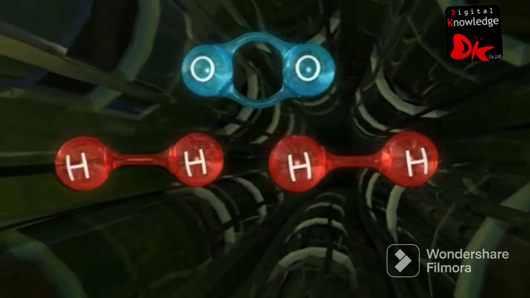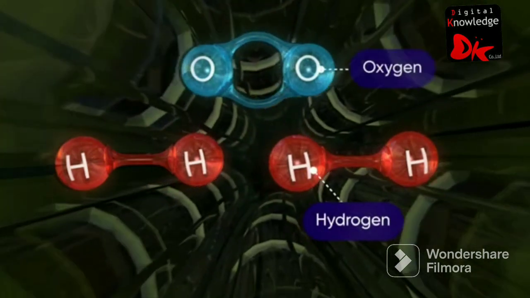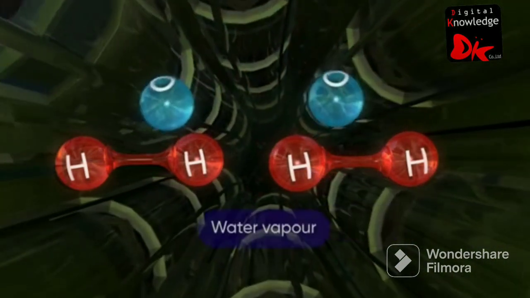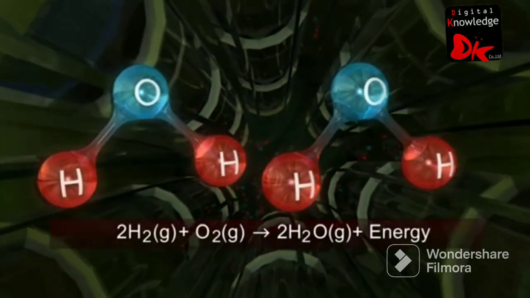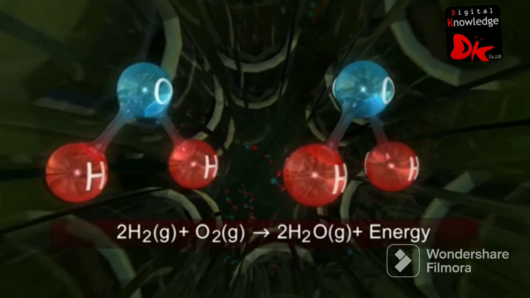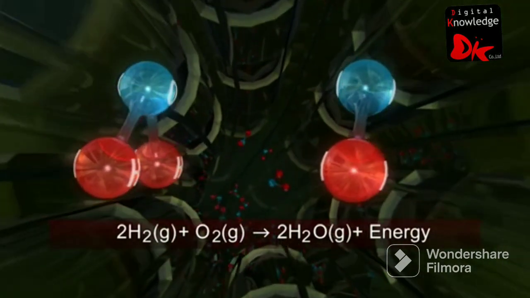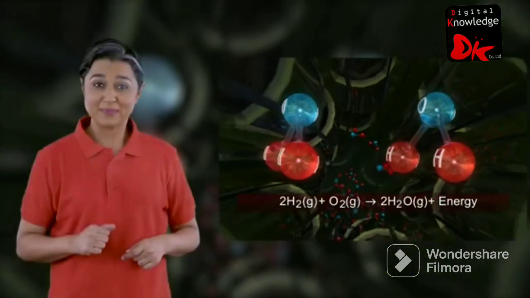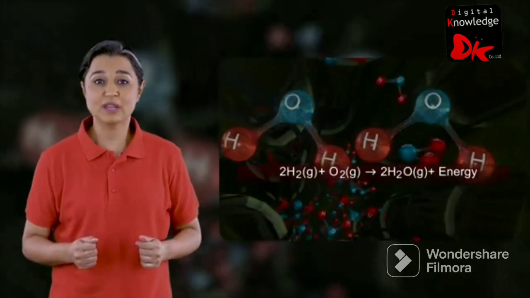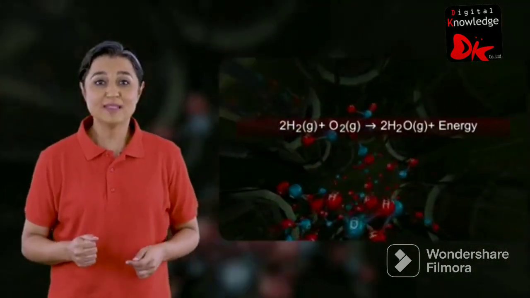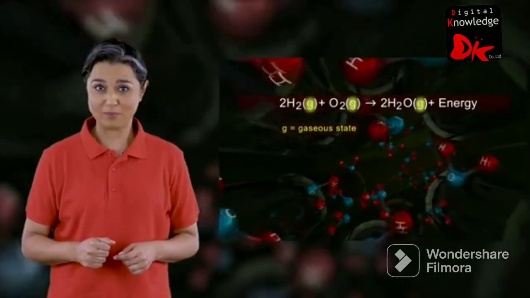Consider the reaction between hydrogen and oxygen, which produces water vapor. It is represented as 2H2 gas plus O2 gas gives 2H2O gas. Here, the symbol G next to hydrogen, oxygen, and water vapor shows that they are in the gaseous form.